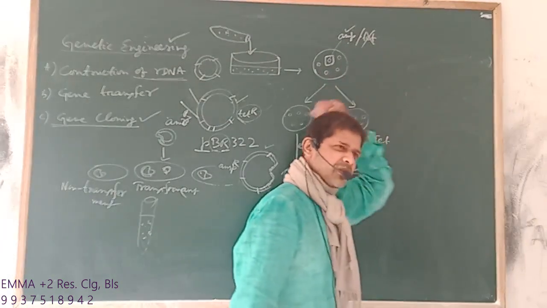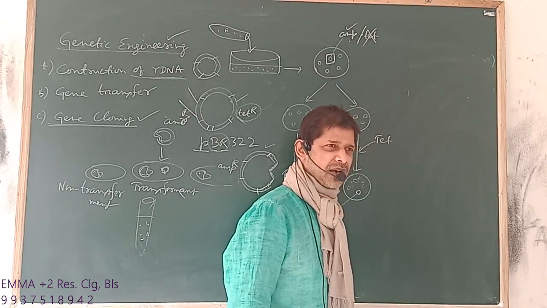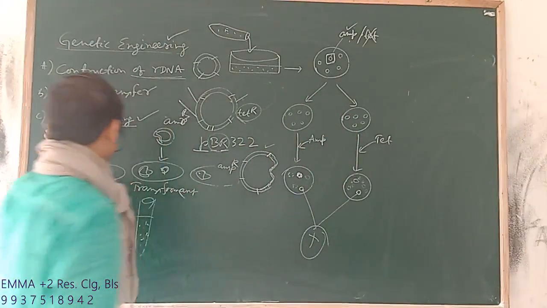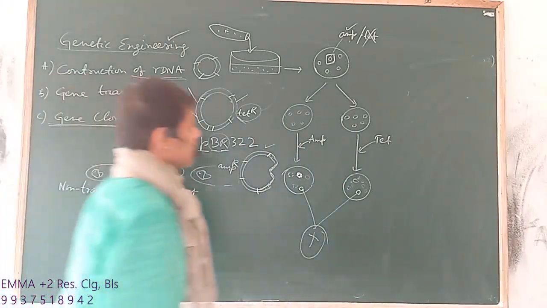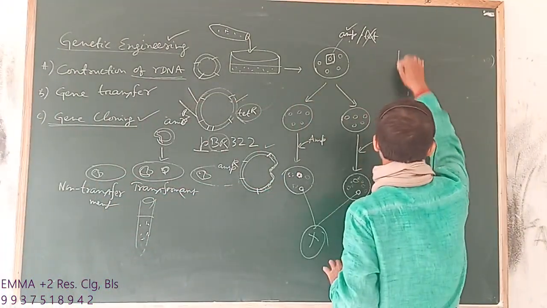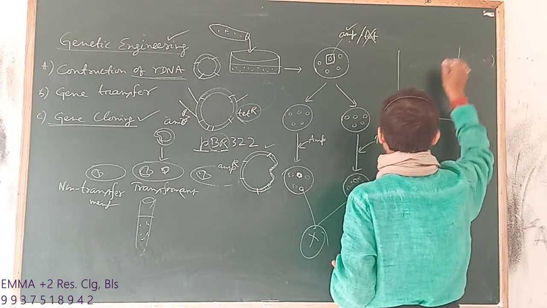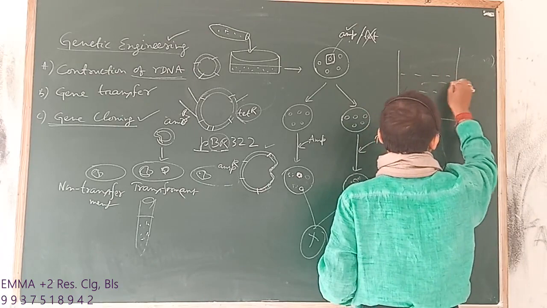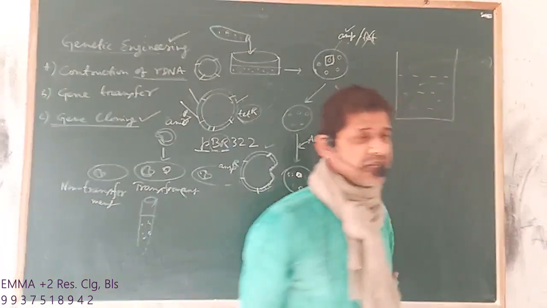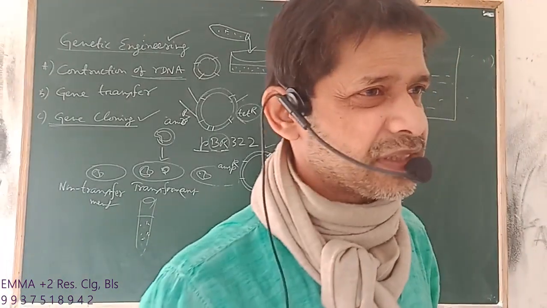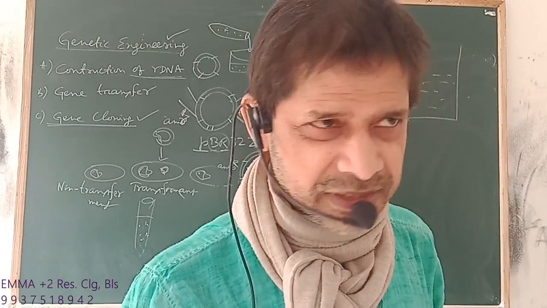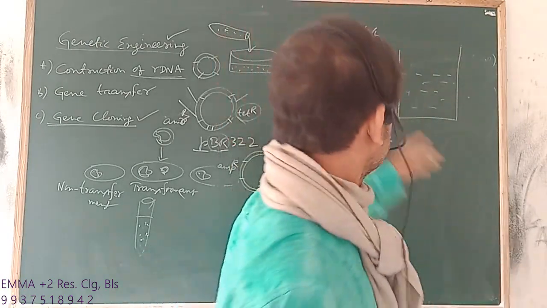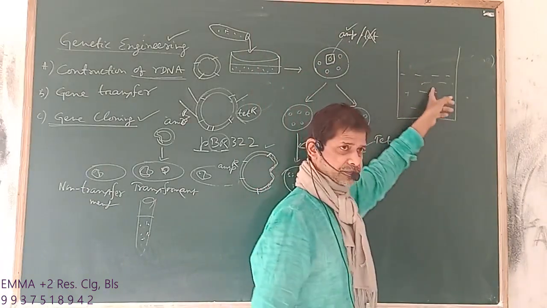Let other colonies die. Now I will transfer it to a fermenter. So what is a fermenter? Fermenter is also known as a bioreactor. It is a stainless vessel. That stainless vessel provides optimum conditions for the culturing of this colony.